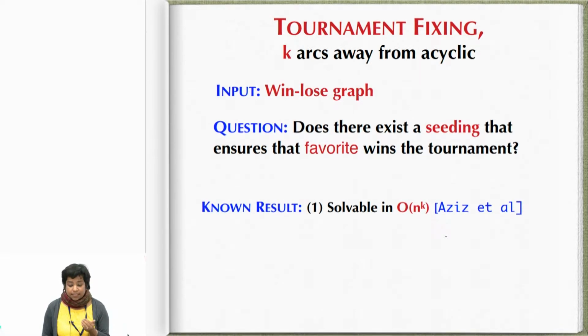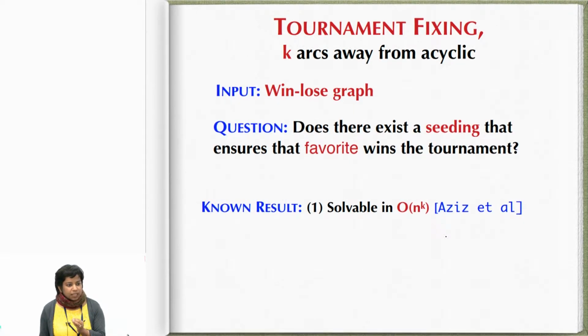The question is, does there exist a seeding that ensures that your favorite team wins? Now, implicit in this is, suppose you know what those upset matchups are. Usually, in a general setting, finding a feedback arc set of a directed graph is also an NP-hard problem. So I can't just find that feedback arc set easily.